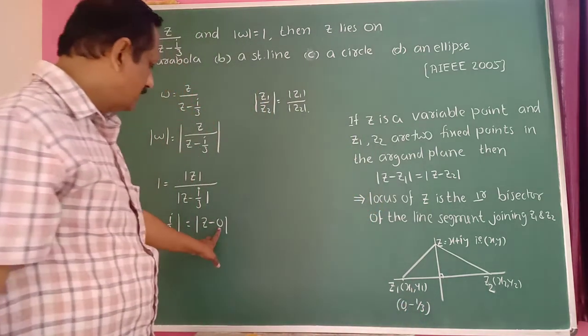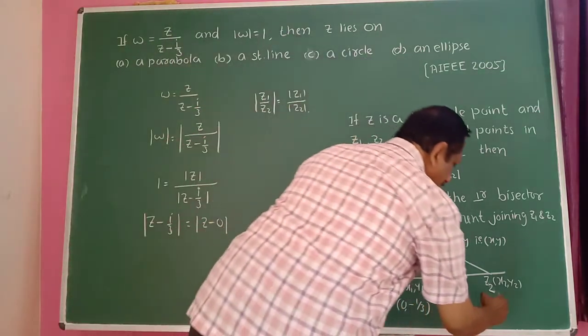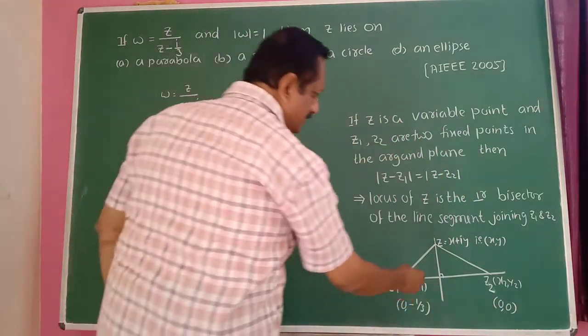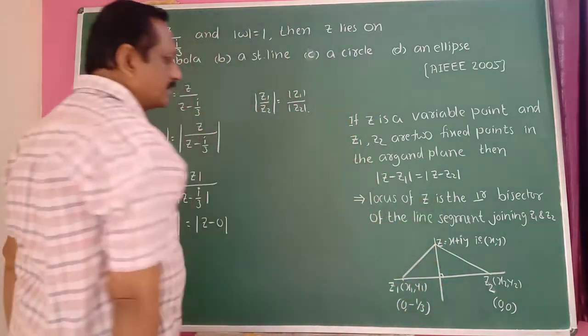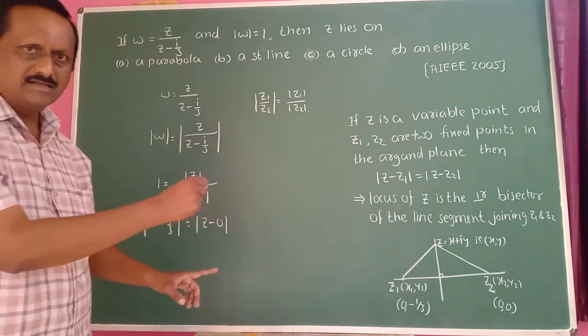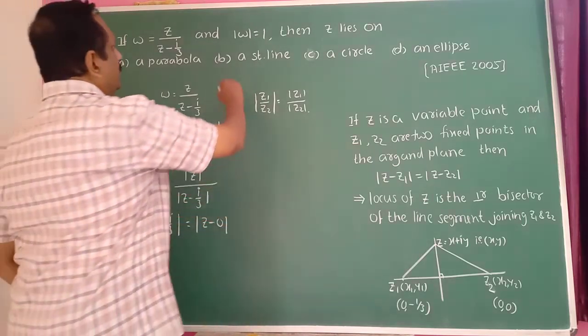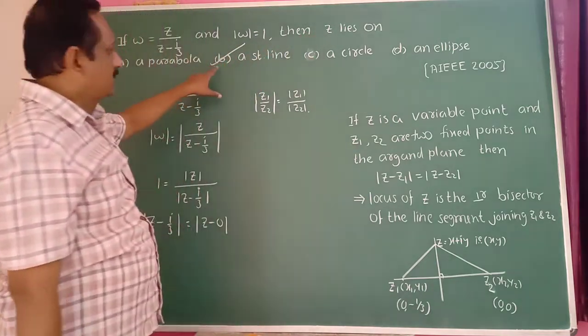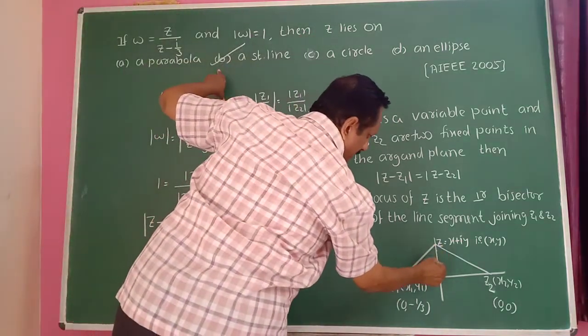and here z2 is the origin. Then this is a perpendicular bisector. Therefore, the perpendicular bisector is again a straight line. Therefore, z lies on a straight line. Z lies on the straight line here. Okay.